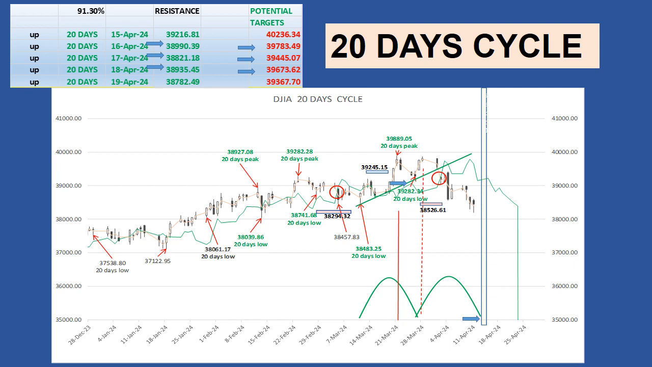The last trading signal was on April 2nd, when the Dow Jones Industrial Average crossed below its cycle line at 39,365 for a potential downside target at 38,526, or a potential profit of 681 points or 1.74%. On April 10th, the Dow Jones Industrial Average formed a low at 38,304, meeting its target. The success rate is 91%.